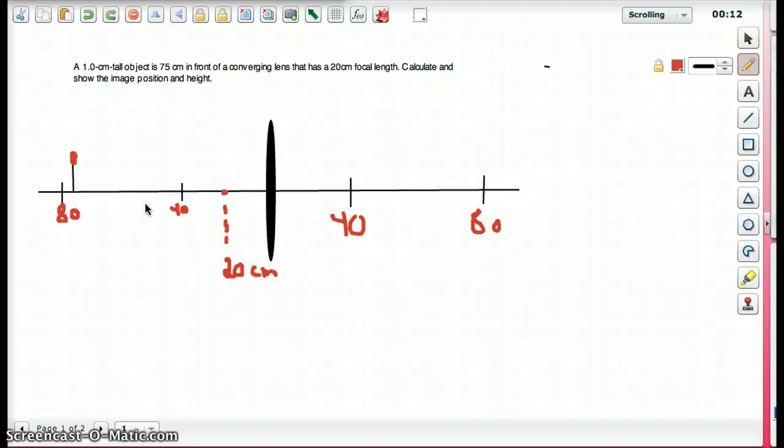Hi YouTube, I'm Ben, and I'm going to go over a physics problem for converging lenses, and it'll use the lens equation. So, a lot of fun.